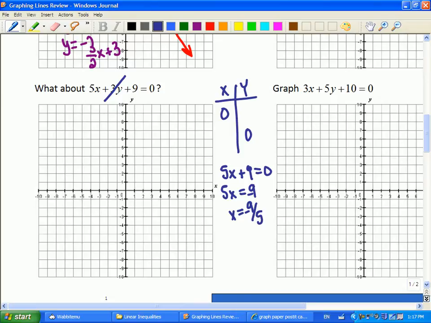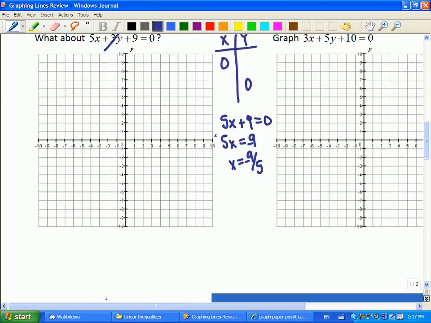Okay, so if it's not that convenient, we can still work it out with rearranging. So I have 5x plus 3y plus 9 equals 0. So 3y is negative 5x minus 9. Thank you.